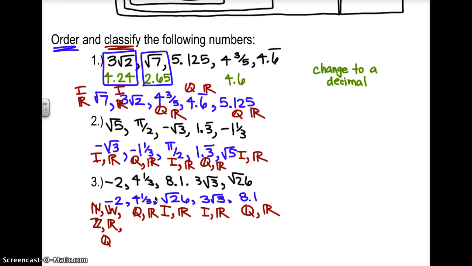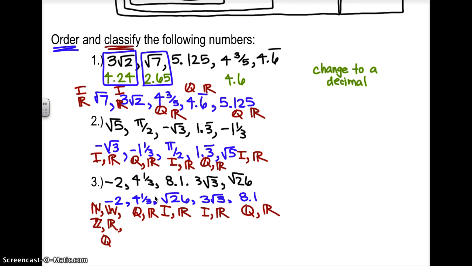Right here, the square root of 26 and 3 times the square root of 3. It's important that you change them to decimals. Those are very, very close. So you gotta change them to decimals and check, and make sure you put them in the right order. Negative 2 is crazy. It's a natural number, which means it's also a whole number, which means it's also an integer, which means it's also a rational number, which is also a real number. It's in 5 sets or subsets.